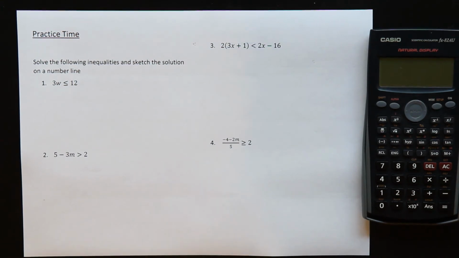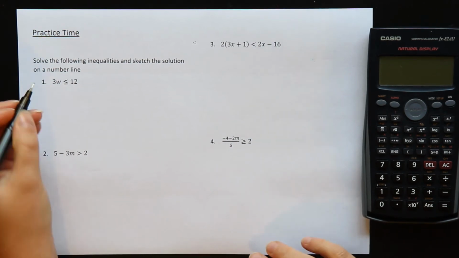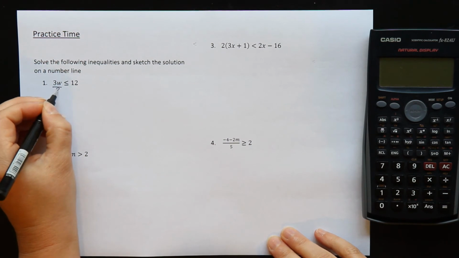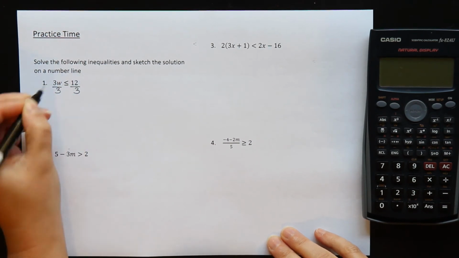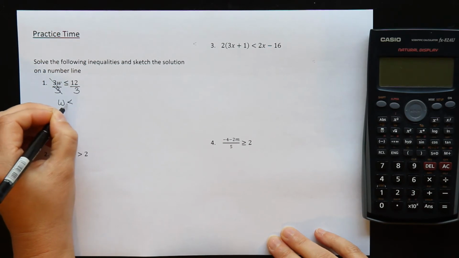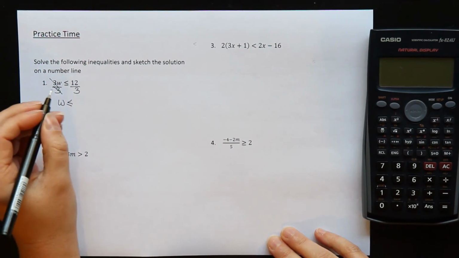So question 1, solve the inequality and sketch the solution on a number line. To solve the inequality, I have to move this 3, so I'll need to divide by 3 on both sides. Cancel that off. So W would be less than or equal to 12 divided by 3, which is 4.